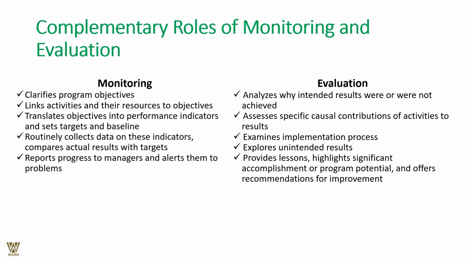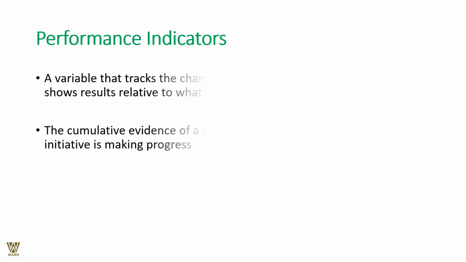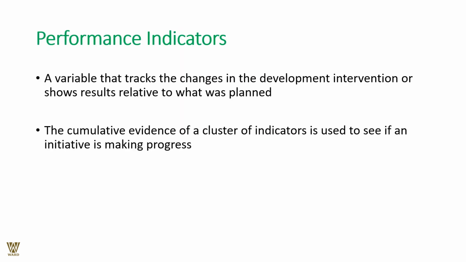Next is the evaluation. It analyzes what intended results were or were not achieved, assesses the specific causal contribution of the activity. Now there are specific reasons for everything, and these reasons need to be identified and highlighted. It examines implementation processes, explores unintended results, provides lessons, highlights significant accomplishments or program potential, and offers recommendations for improvement thereby. And how do we go around it? This is what we are looking into.